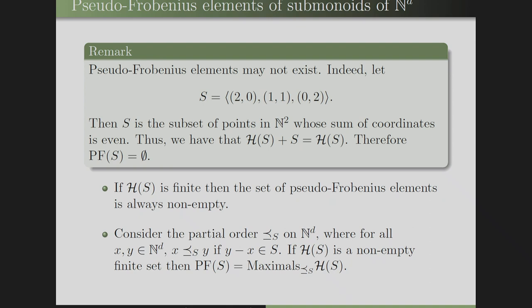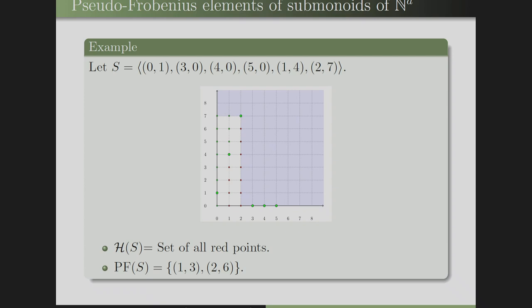Now consider the partial order on N^d, defined as x is less than or equal to y if y minus x is in S. With this partial order, PF(S) is the set of maximal elements of H_S. For example, let this be the semigroup S. Here the big green points are generators, and the green points and the points under the shaded region are the points of the semigroup, and the red points are the set H_S. And you see this point and this point, these are the maximal elements of H_S, and these are the pseudo-Frobenius elements.